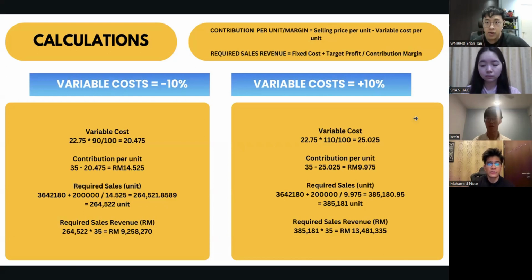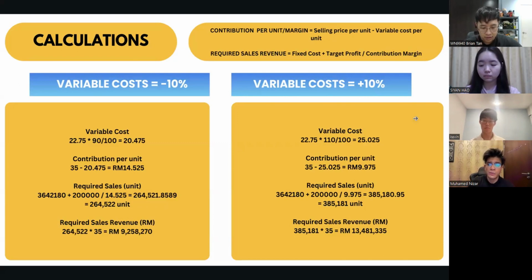So the required sales revenue is 264,522 multiplied by 35. I will get 9,258,270 ringgit. And if the variable cost is plus 10%, 22.75 multiplied by 110 divided by 100, I will get 25.025. And this makes the contribution per unit 9.975 ringgit.